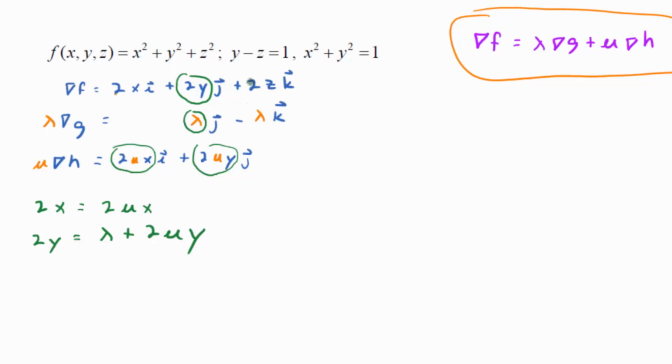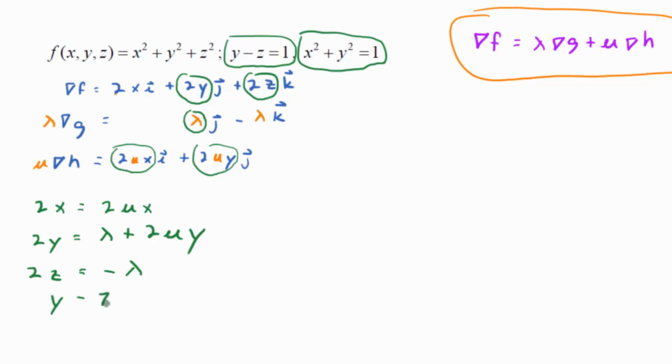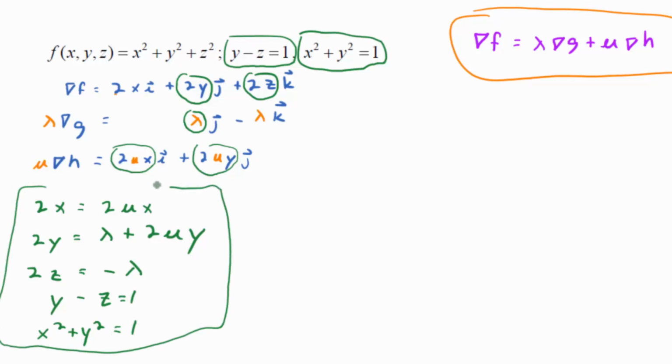Okay, and then what? 2z equals what? Negative lambda. And is that it? Well, that's it for that one, though, right? And then you're saying write down your constraint equations because that's part of your system, right? Okay, so y minus z equals 1, and then x squared plus y squared equals 1, using the original form of the constraints. So here's your system of equations. Does everybody buy that?